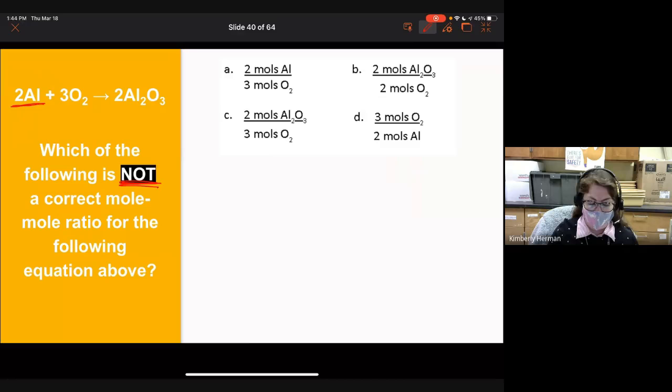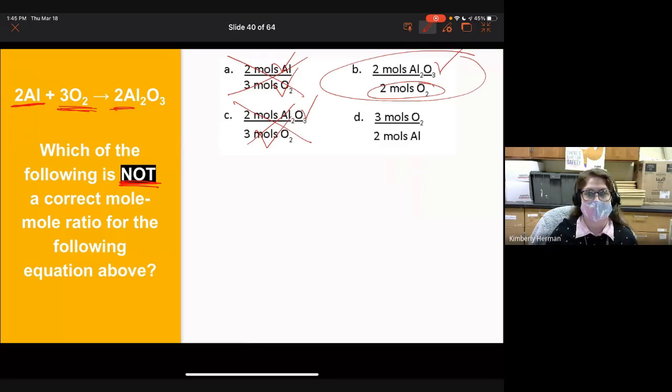So are there 2 moles of Al? Yes. Are there 3 moles of O2? Yes, so it can't be that one. Are there 2 moles of Al2O3? Yes. Are there 3 moles of O2? Yes, so it can't be that one. Are there 2 moles of Al2O3? Yes. Are there 2 moles of O2? No. So we'll see answer choice number B is the correct answer, meaning that it's incorrect because one of the mole ratios is not the same as the coefficient we see here. So we would see 3 moles yes and 2 moles there. So we would choose B for this one.